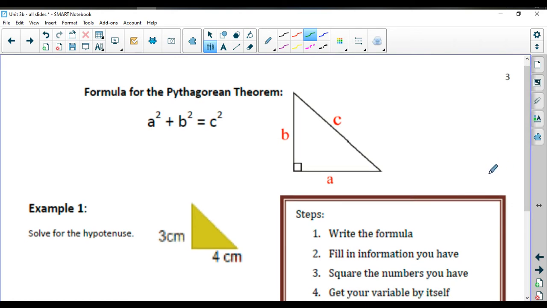at the top here, we have the formula for the Pythagorean theorem. What it does is it takes the length of the legs, A and B. So we're going to call the legs A and B.